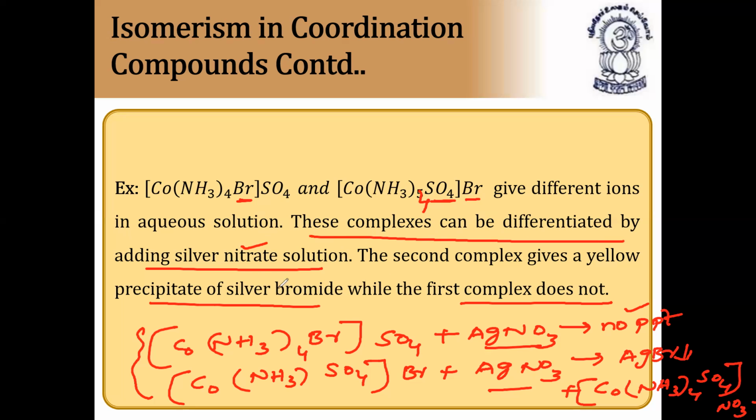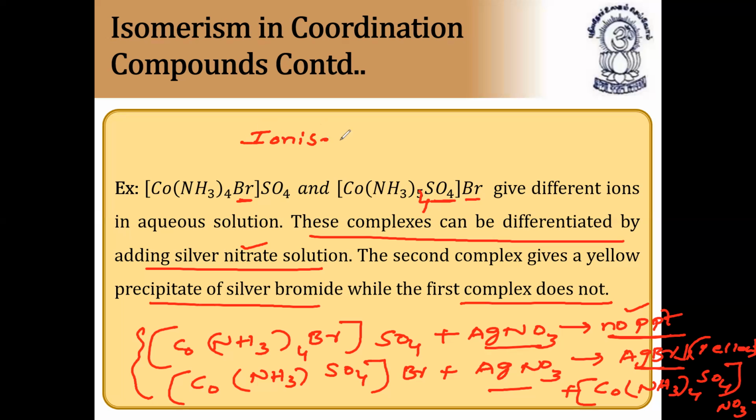The second complex gives a yellow precipitate of silver bromide. This is yellow in color. This silver bromide forms due to the silver bromide precipitate. And the first complex does not give any precipitate, no PPT. So this is called isomerism in coordination complexes, that is ionization isomerism. Ionization isomerism, very, very important.